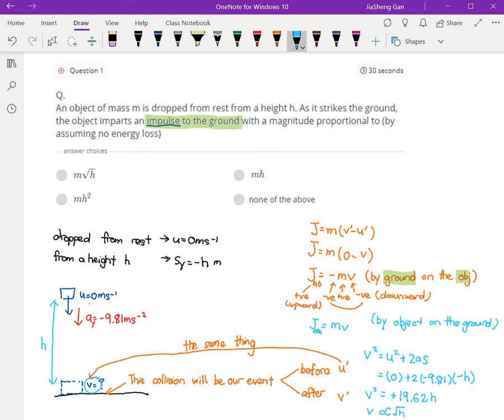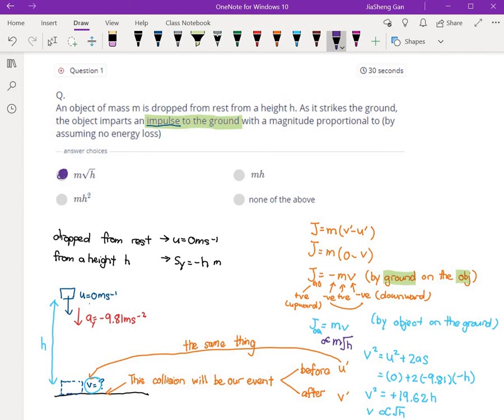Knowing that v is proportional to the square root of h, we can continue to say that J is proportional to m times the square root of h. Therefore, the answer is m square root of h. The question is a bit complicated, but it's a combination of chapter 2 and chapter 3.